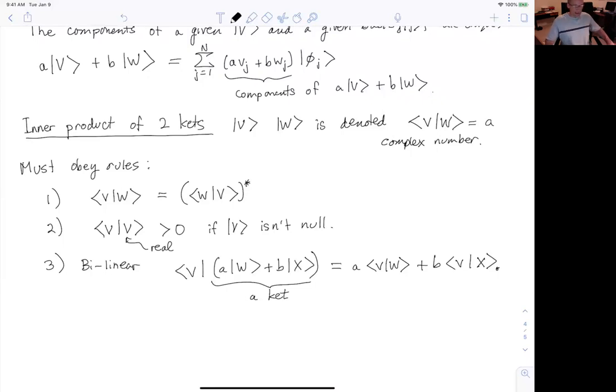Next time what we're gonna do is define some other terms associated with inner products, namely what are orthogonal vectors or orthogonal kets, what's an orthonormal basis, and something called a dual vector space. And then we will next time also talk about the Gram-Schmidt process, which is something you will need for your homework if you haven't noticed.